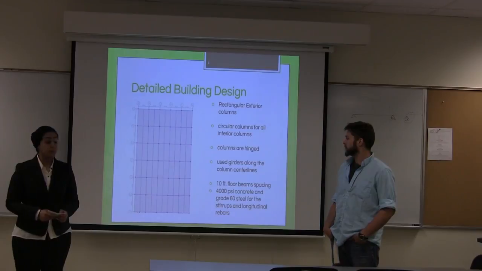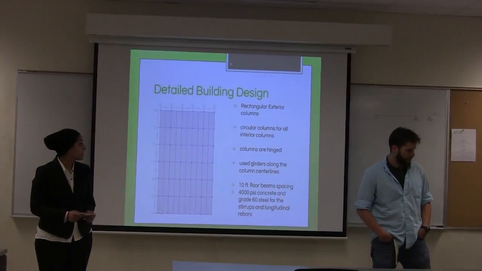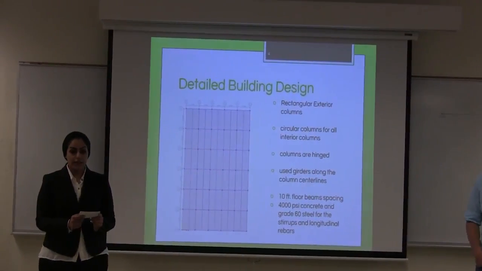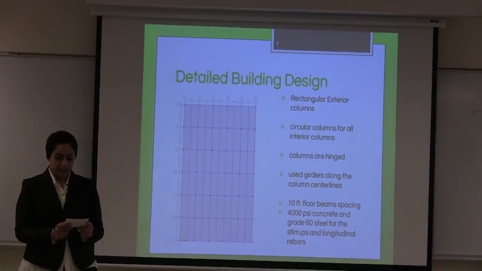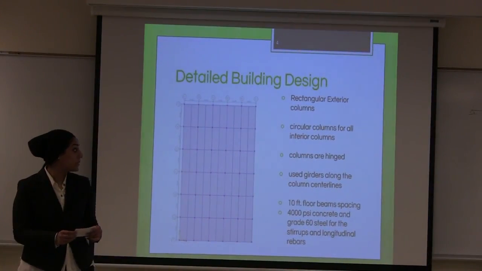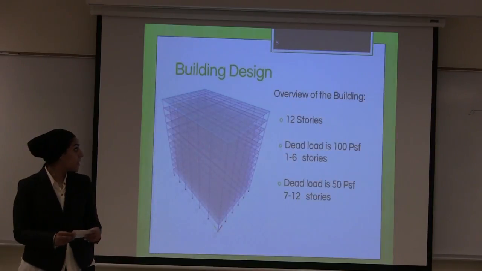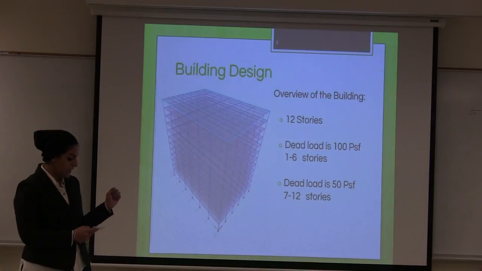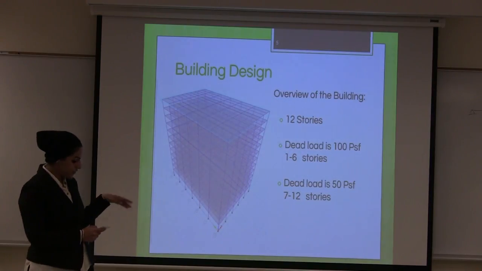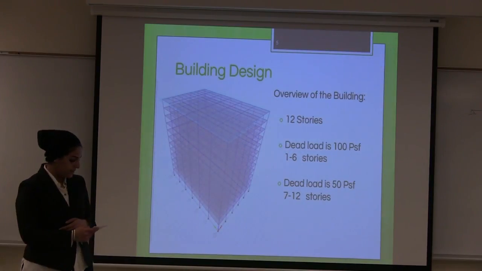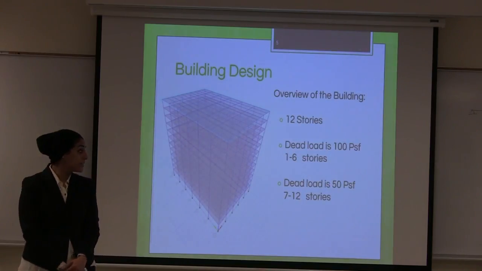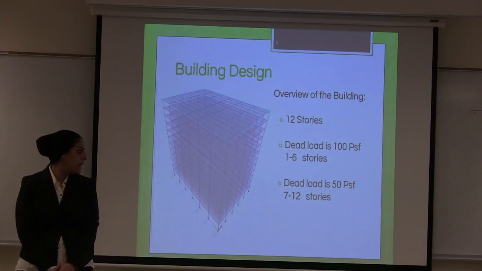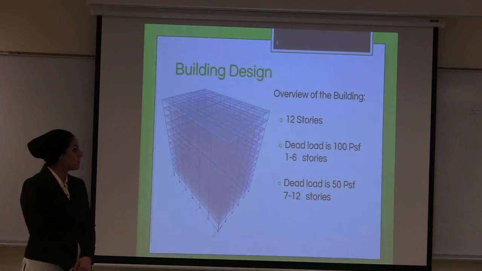All right, for the detailed building design, we have rectangular exterior columns, 10 feet floor beam spacing, 4,000 PSI concrete, grade 60 steel, and for the stairs, 1 inch rise. Here is our overview of the beams, girders, columns, and the ETABS model. We have our 12 stories, with stories 1 to 6 at 100 PSI for the dead load and 7 to 12 as Andrew said earlier.